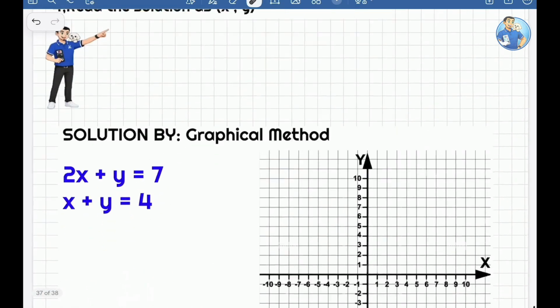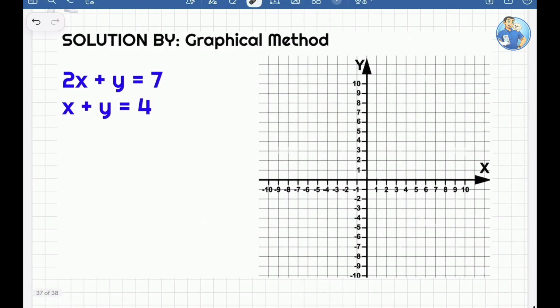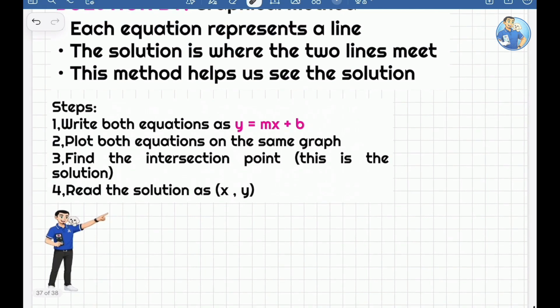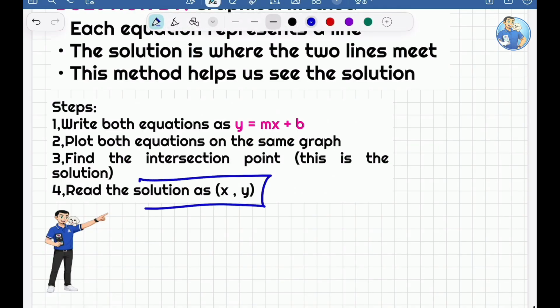So, solutions by graphical method. We need to remember the steps: write both equations using mx plus b, because this is going to make it easier to plot the graphs. We need to plot both graphs, then find the intersection and read the solutions. By the way, sometimes the solutions are going to be an estimation or approximation. It depends on your graph.